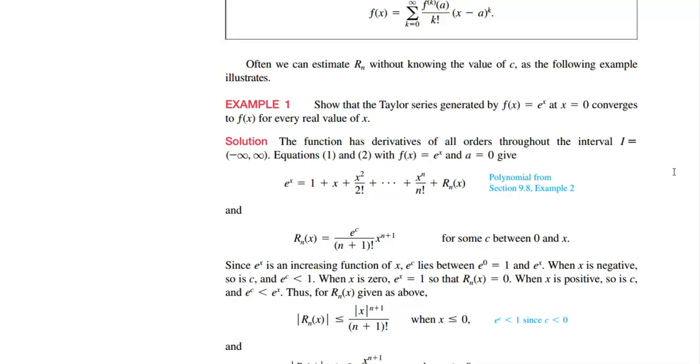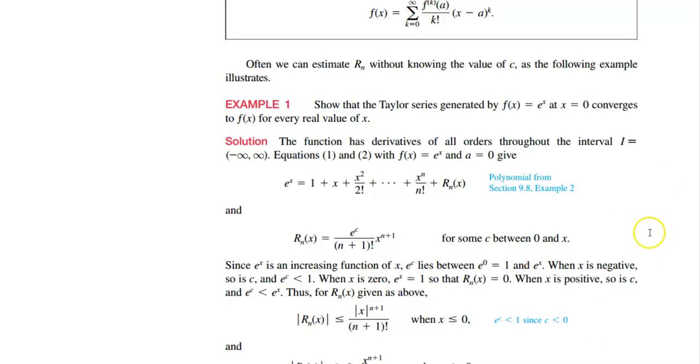When x is negative, so is c, and e to the c power is less than 1. When x is 0, e to the x equals 1, so r sub n of x equals 0. When x is positive, so is c, and e to the c is less than e to the x.